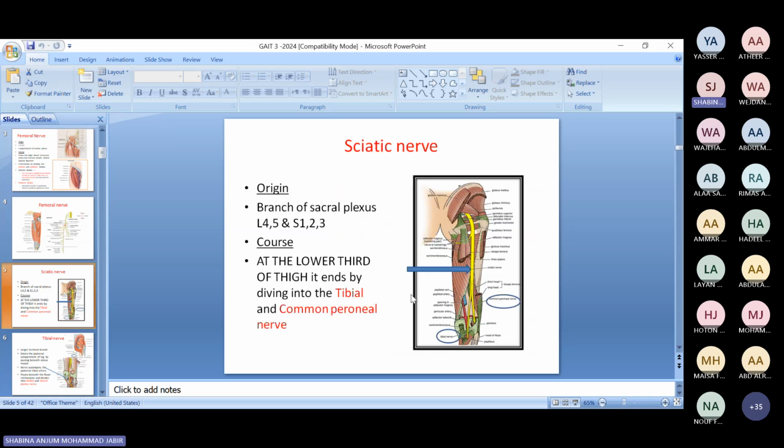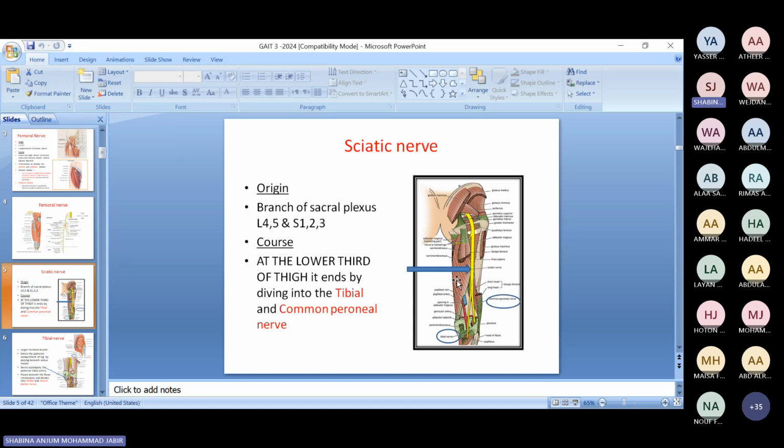Then next we have the sciatic nerve. I think this you have studied for sciatica. The sciatic nerve is the largest, the thickest nerve in our body, which arises from the sacral plexus, mainly L4, 5, S1, S2, and S3.